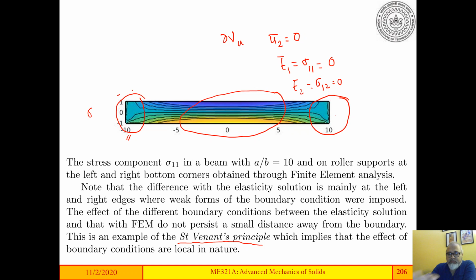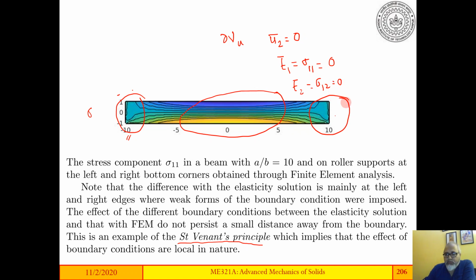We are not going to spend more time on the Saint-Venant's principle, but the effect of boundary conditions represented by the weak boundary conditions that we have used dies down very quickly as you move away from the edge, and far away from the boundaries, the solutions do not really care about the exact nature of the boundary condition. How far away from the boundary the effects will die down depends on the problem, but they do die down very quickly as you move away from the boundary.